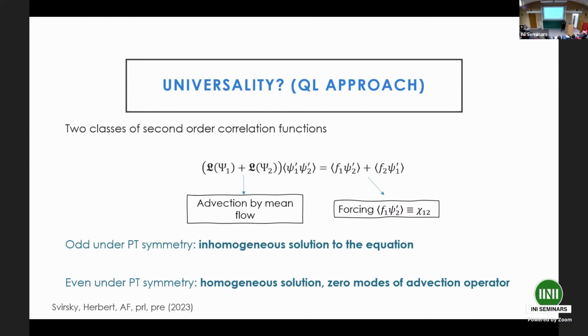Now, just having a mean flow doesn't break parity plus time reversal, because you flip the space and you flip time and you get the same thing. And this is a symmetry of the Euler equation.